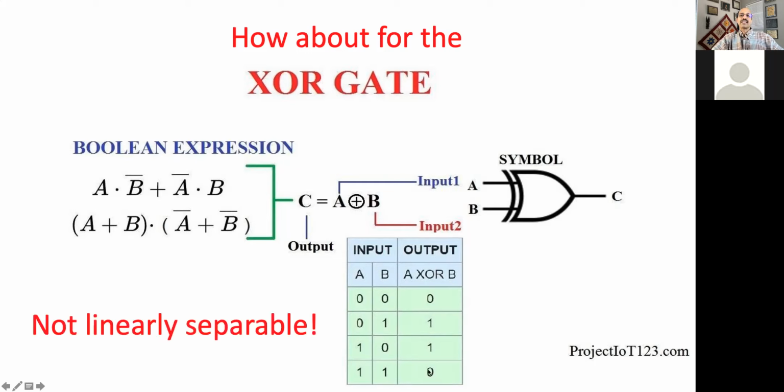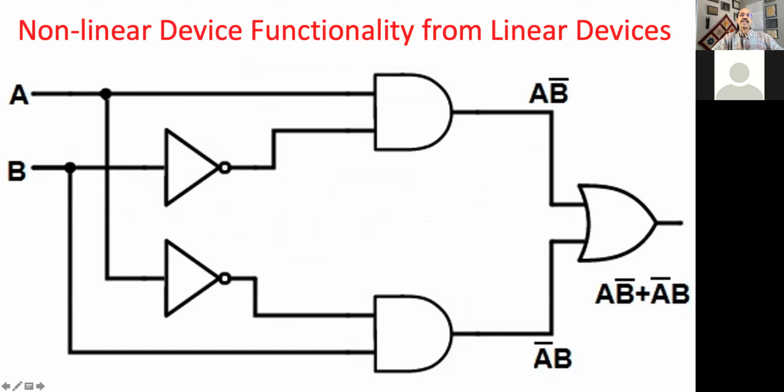And it is not linearly separable. But you can generate the same functionality by using linearly separable units. So AND gate, and these two are AND gates. And what is this gate?